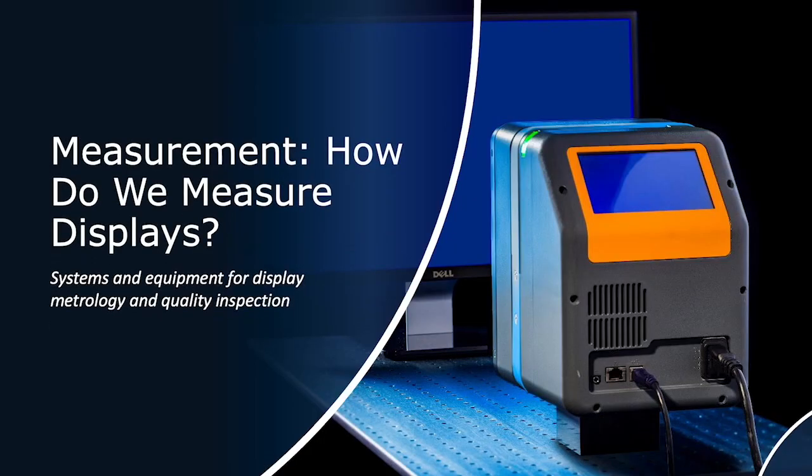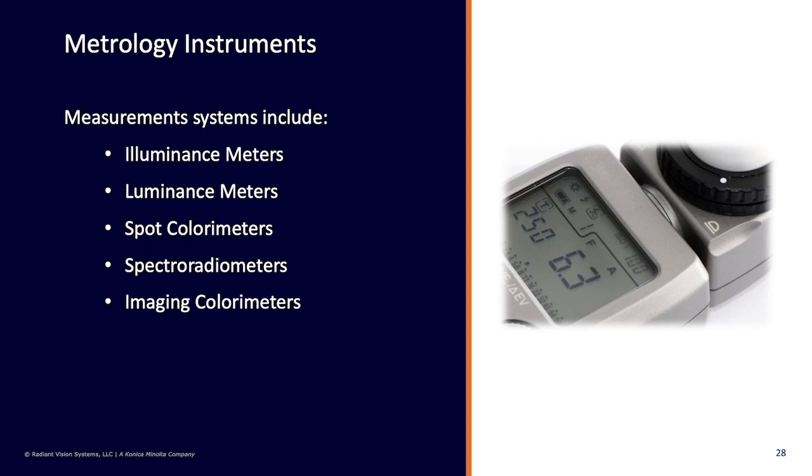Our next section is about the different types of instruments that can be used to measure light and color. Various types of light metrology instruments exist for measuring displays, such as luminance meters, spot colorimeters, spectroradiometers, and imaging colorimeters. Each of these instruments has different strengths and limitations that we'll look at in the next few slides.